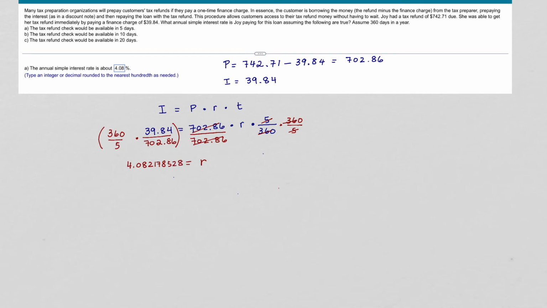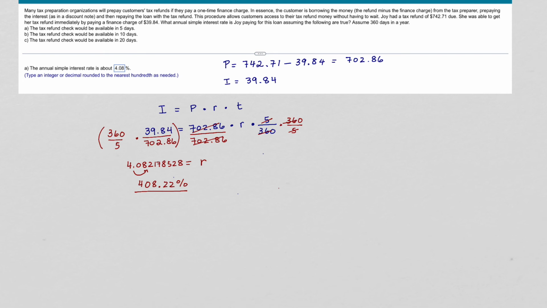But we want the rate to be given as a percent rather than a decimal. So this is the mind-blowing part, because you might look at this and say, oh, 4.08%. That seems like a regular kind of interest rate, but that's not the interest rate here. This is given as a decimal. We have to move the decimal point over two places to get the percent, which is 408.22%. Oh my goodness, that's insane. But she is paying that much interest just to get her money 5 days earlier.